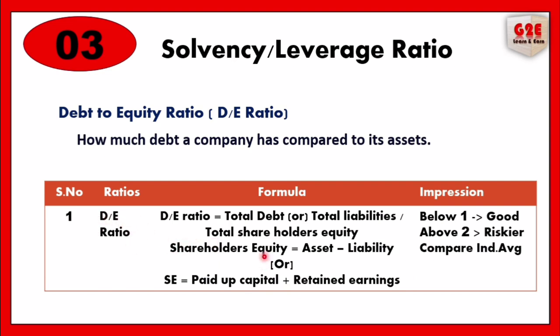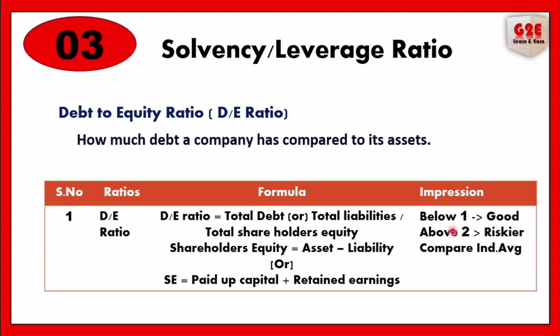Once you get the result, what decision do you need to take? If the debt equity ratio is below 1, it's good. If it is above 2, it's riskier, though you need to compare with the average. What is the meaning of it? If it is below 1, it's good because the asset value is higher than the liability. If you are holding assets worth 50 crore and getting a loan of 20 crore, your asset value is higher compared with the debt figure. That's why below 1 is good.